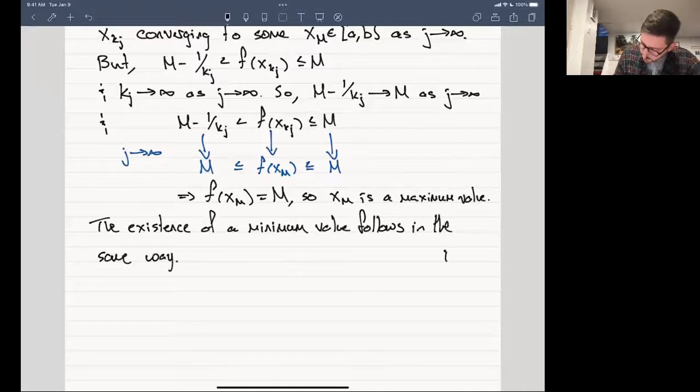I'm not going to prove it. I want you to try and tackle it on your own to make sure that you understand how to replicate this proof or modify it in such a way that you can find a minimum value. But nonetheless, that's the extreme value theorem.